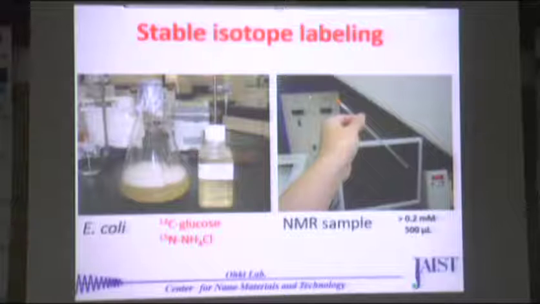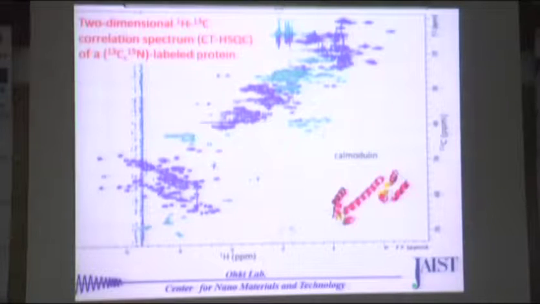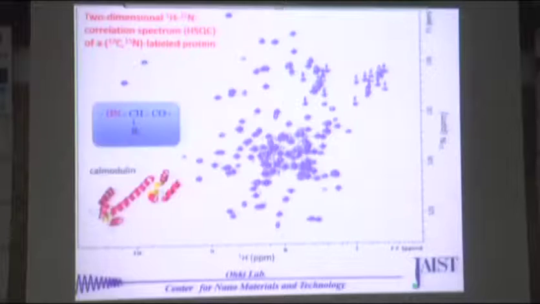Okay. Once we get the labeled protein, we can introduce heteronuclear axes like this. This is the HSQC spectrum to observe proton and carbon-13 correlation. It looks like a nice spectrum, and we also observe the proton and nitrogen-15 HSQC.